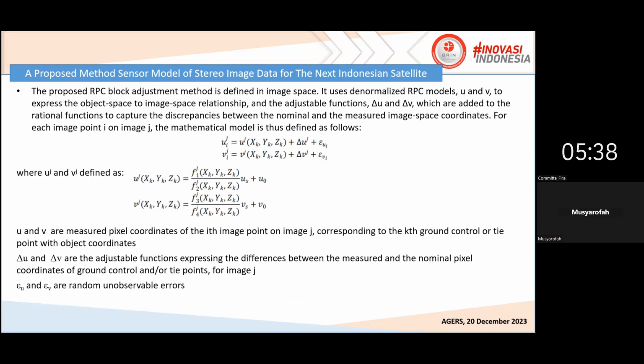The proposed RPC block adjustment is defined in image space. It uses the normalized RPC model, U and V, to express the object space to image space relationship, and the adjustable functions, delta U and delta V, which are added to the rational function to capture the discrepancy between the nominal and the measured image space coordinates for each point i on image e. The mathematical model is defined as follows, where U and V are defined as in this equation.